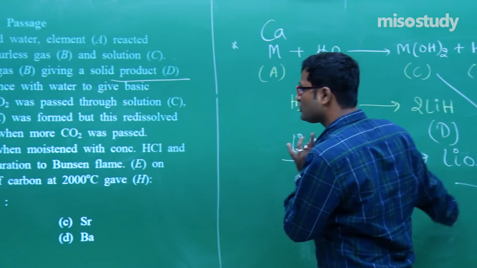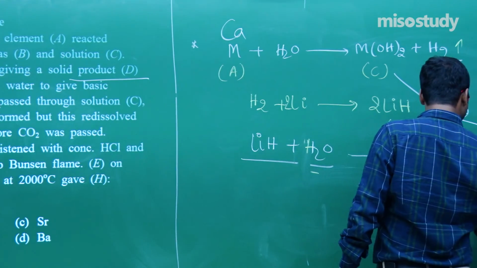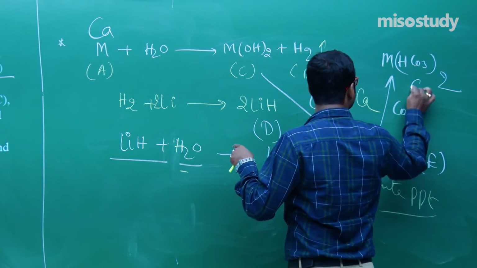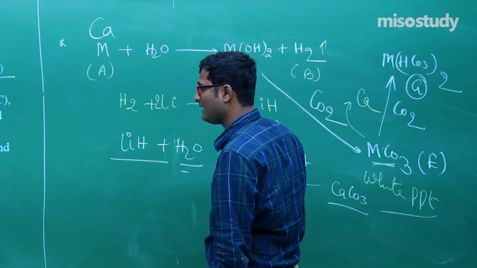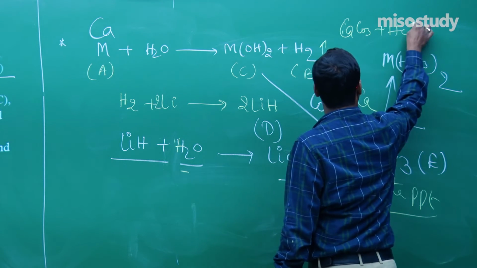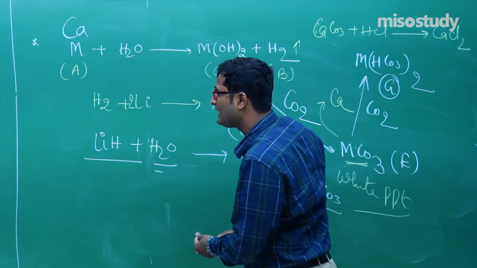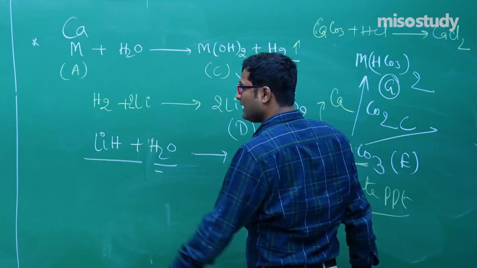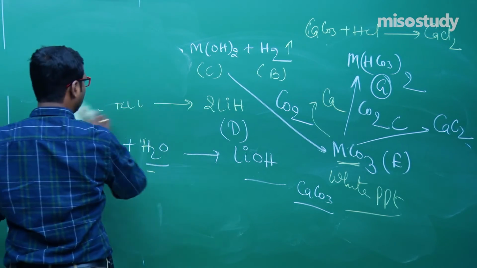Now what will happen when moving on? Check it out. The initial white precipitate E is CaCO3, which was formed but redissolved, forming solution G. When more CO2 was passed, precipitate E effervesces when moistened with concentrated HCl. Now we can say CaCO3 plus HCl gives CaCl2 plus H2O plus CO2. Now E on heating with excess of carbon gives H, and H is definitely calcium carbide. Clear to you? So what are A, B, C and D? Now listen carefully to what I am telling.